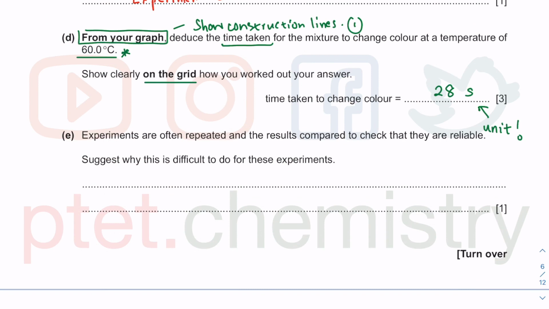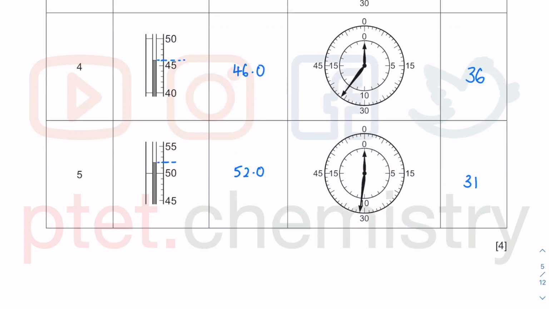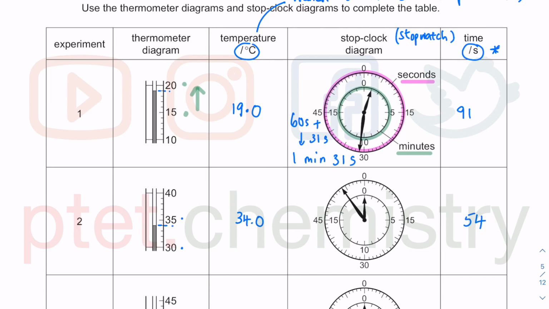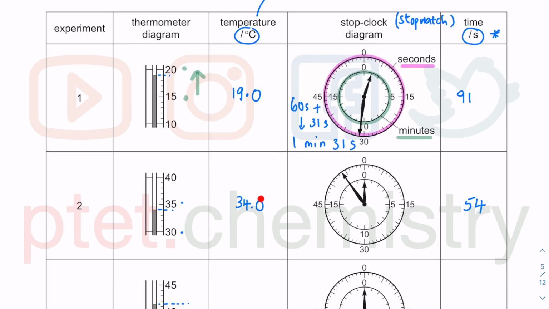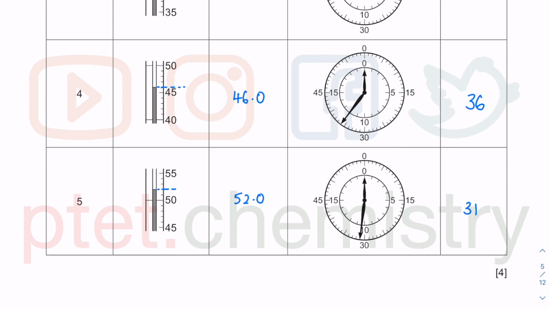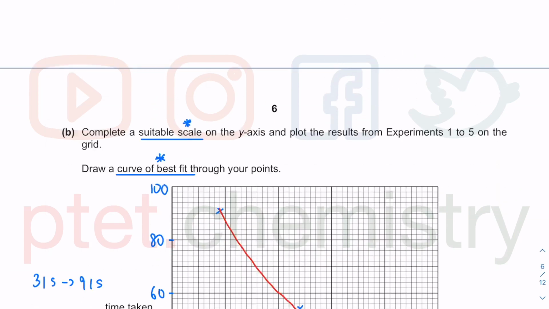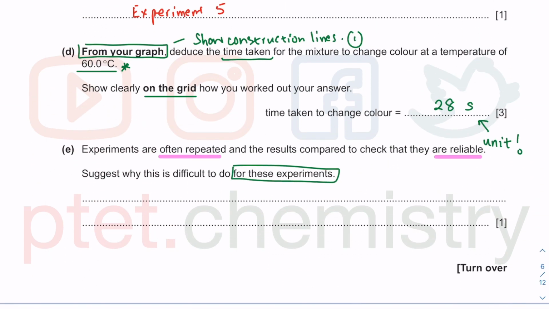Now, experiments are often repeated. You know that about titration, we repeat it for consistency, and this is basically to check that the results are reliable. Why is it difficult to do for these experiments? If you look back at the original experiments, your temperature was not one of those easy numbers like 20 or 35 or 40 exactly. These are very close to where you want it to be, but you are not going to be able to replicate your experiments to have exactly the same temperature, things like 46.0 or 52.0 degrees Celsius. So it's to do with the control of temperature.